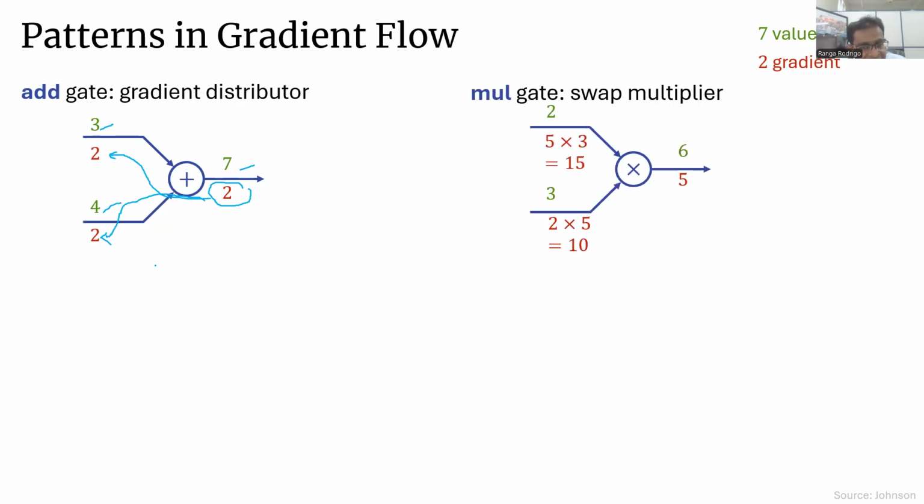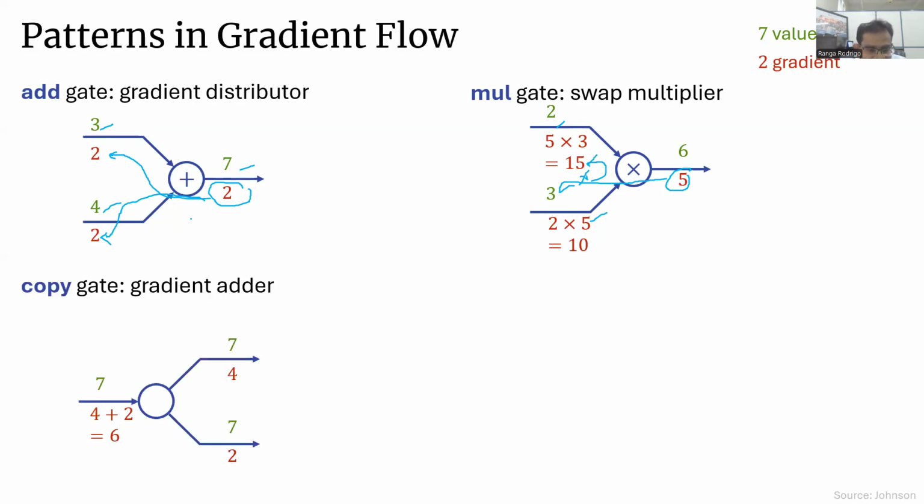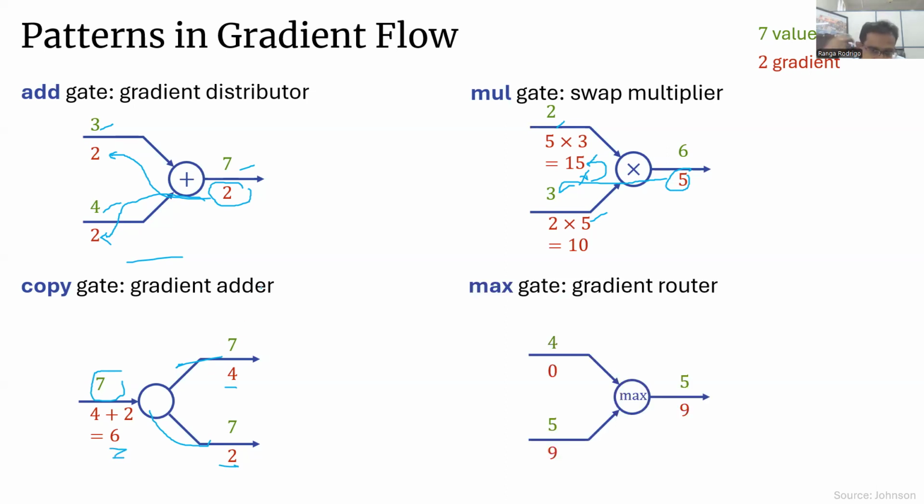If you take the mul gate, you know that the upstream gradient gets multiplied by this 3 to get this 15. That's what we said. This is the mul gate. This is the copy gate. So if you have this input 7 and you repeat it in this branch and this branch, then your gradients 4 and 2 will be added.